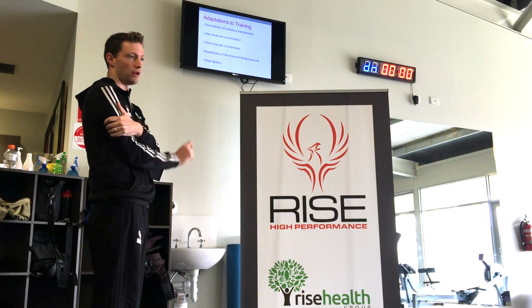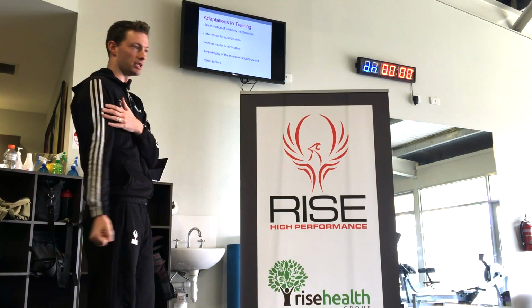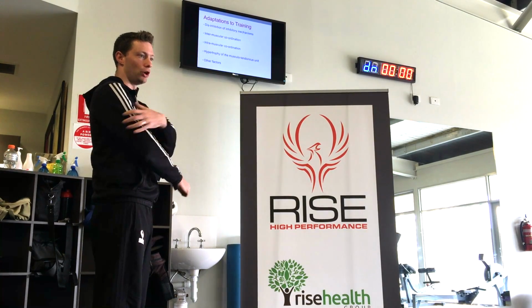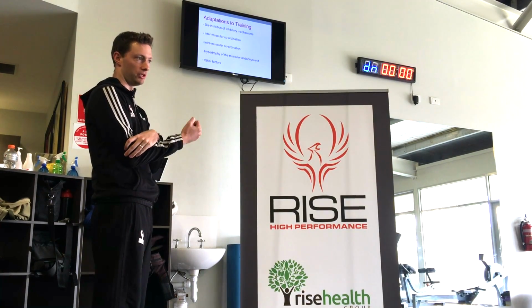Initially, I need to contract the triceps, because if I produce too much force, the elbow's going to snap off. I don't feel safe. So I'm going to get this co-contraction to create stability through the elbow joint.